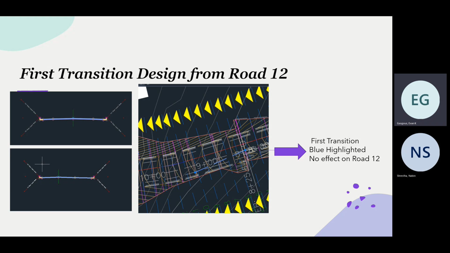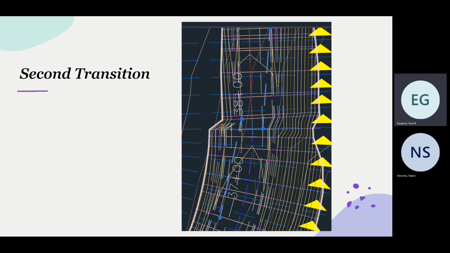Moving on to the first transition point, we have a transition point right here. First transition point in the blue with no effect on road 12. We have the assembly for it on top. That's the assembly for road 12, and the other one is the assembly for the new route. This is the second transition, which is moving from 2 lanes on the left to 2 lanes on the right. Thank you very much.